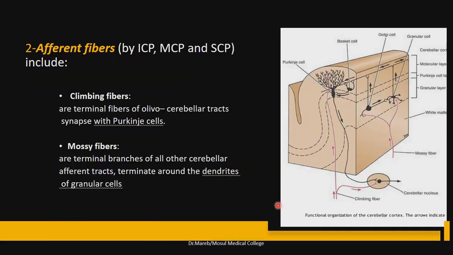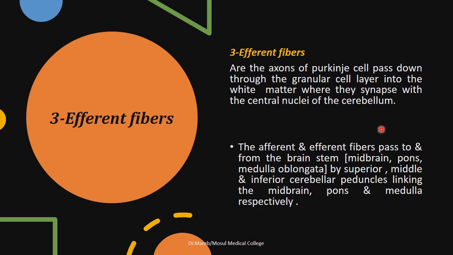So regarding the cerebellum, don't forget that there is a cortex and there is a medulla. The cortex consists of the molecular layer, Purkinje cell layer, and granular cell layer, while the medulla is the white matter, which is present in the center of the cerebellum. And the types of fibers are three: intrinsic fibers, afferent fibers, and efferent fibers.